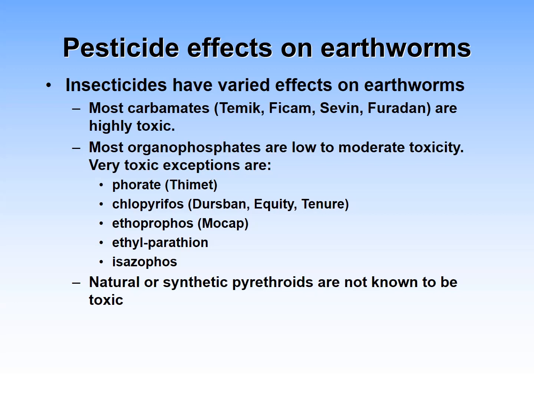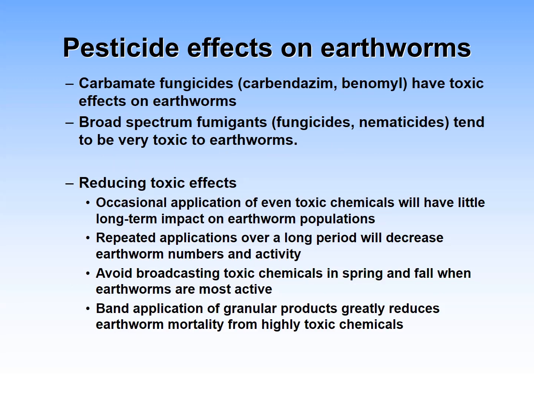Most of the natural insecticides, synthetic pyrethroids and the chitin inhibitors are not known to be toxic. Several of them have not been tested yet, so more research needs to be invested in this area. The pesticides with the greatest toxicity for earthworms are carbamate fungicides and broad-spectrum fumigants. The toxicity of fumigants is made worse by the fact that there is little possibility for worms to avoid contact with the chemical. There are things that can be done to reduce the effect of toxic pesticides: reduce the frequency of application, and allow a few years for populations to come back up to normal levels before the next application.